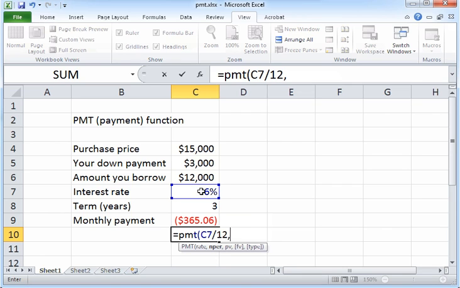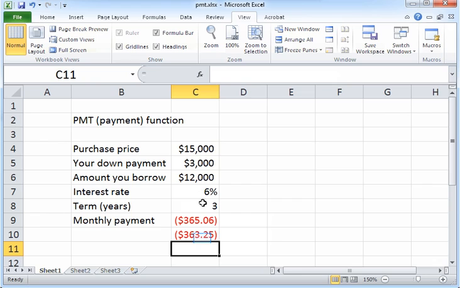the interest rate, the term, the present value. Now, after entering C6 for the present value, I put not 1 comma but 2 commas. The 2 commas signify that I am leaving the future value blank, and after that I put the number 1. The number 1 denotes the type, and it implies that I am planning to repay this loan amount not at the end of each month, not on the 30th, but on the 1st of each month.